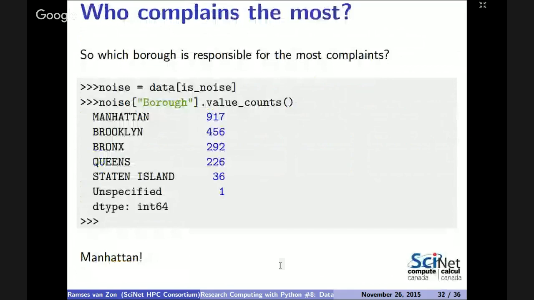So let's figure out who complains the most. I look at all the data where it is noise, and I can look at the boroughs, the different boroughs of New York, and see where most of the complaints came from just by counting the number of values there. Value counts just counts the number of occurrences of unique values of that column. And, well, if anybody expected that, Manhattan is the most complaining borough in New York.